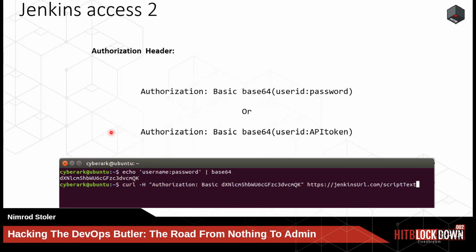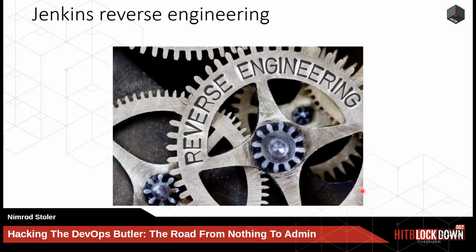So basically, we can issue an authorization request by using this curl with authorization basic and this base64 username and password, and of course, the IP address of our Jenkins master. Okay, well, the next part is going to be a deep dive into the code.